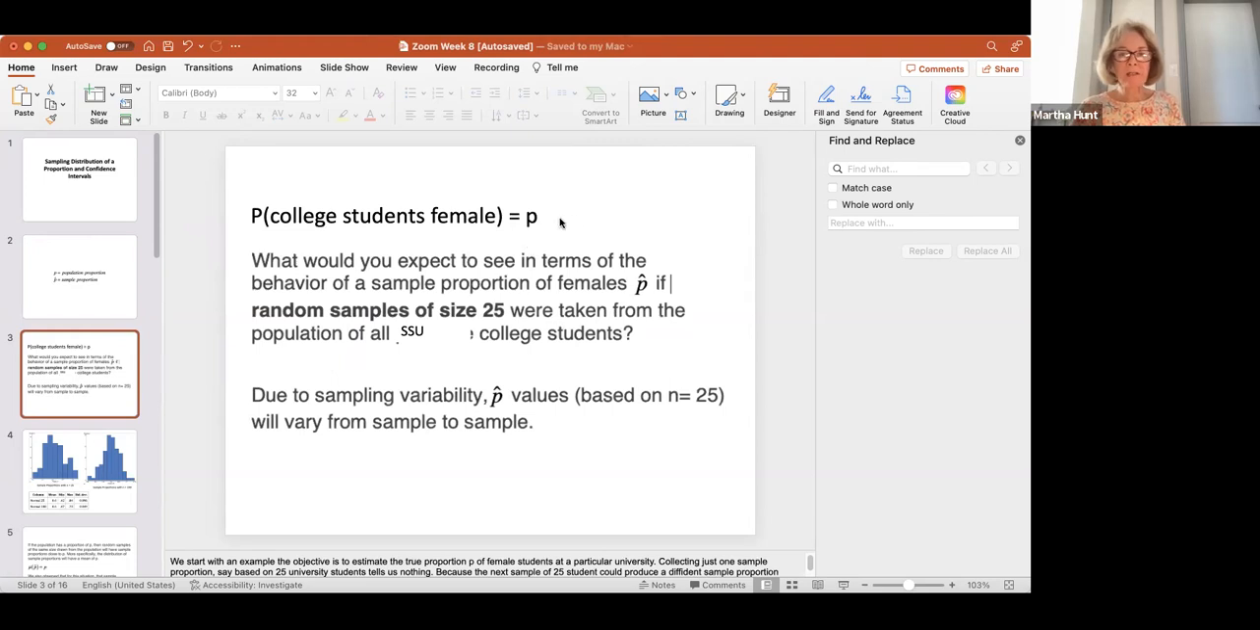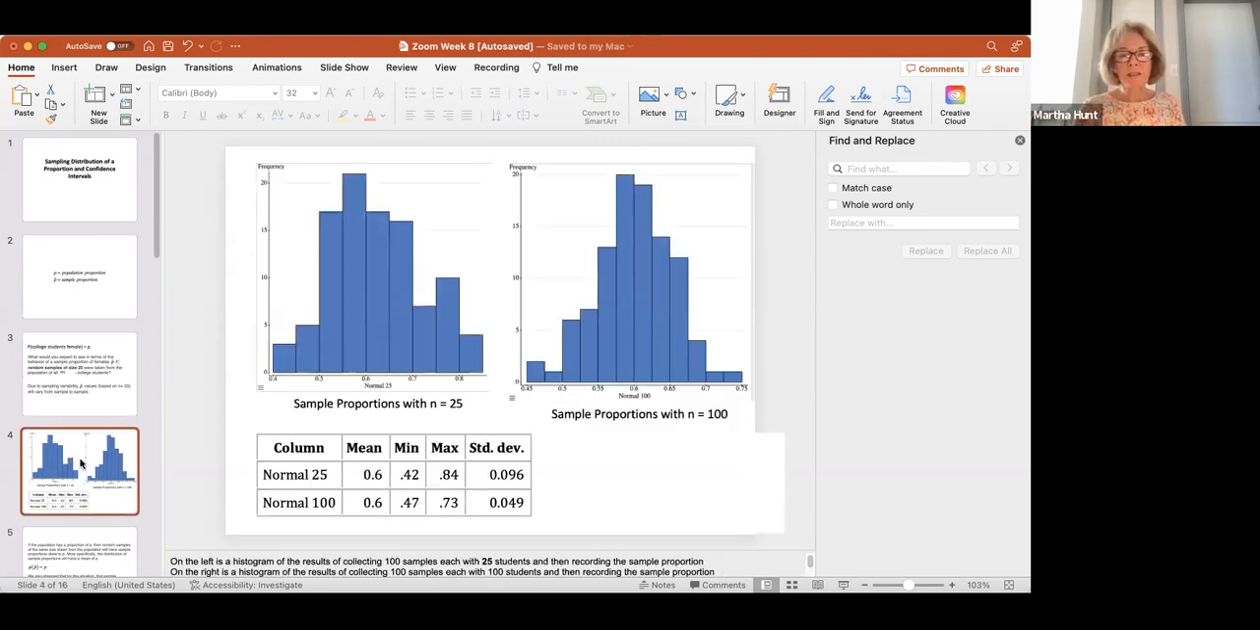Suppose you're trying to estimate this real p, the proportion of college students that are female. What do you do? You go out there and you start collecting data. First of all, every sample you take has 25 university students in it. And then you count and find the proportion of females. On the low end, there's only 40% females. And on the high end, there's 90% females. So there's a lot of variability when you only have 25 students per sample.